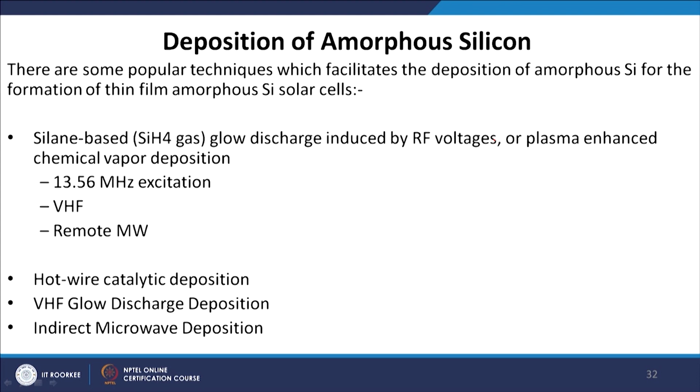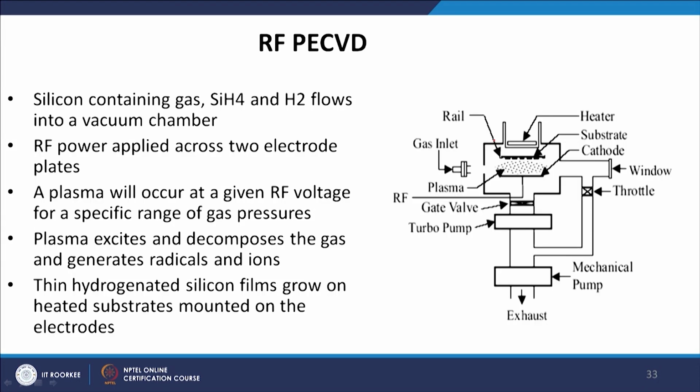Hot wire catalytic deposition can also be used for the deposition of amorphous silicon. VHF glow discharge deposition can also be used, and indirect microwave deposition can also be used. Now, what is radio frequency PECVD? Silicon containing gas SiH4 and hydrogen flow into a vacuum chamber. You look, there is a vacuum chamber here where the silicon containing gas SiH4 and the hydrogen flow inside this vacuum chamber. Radio frequency power is applied across the two electrode plates.